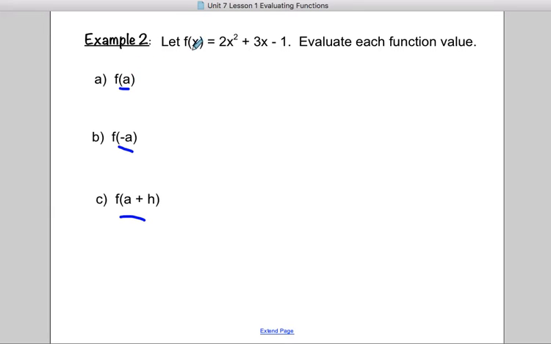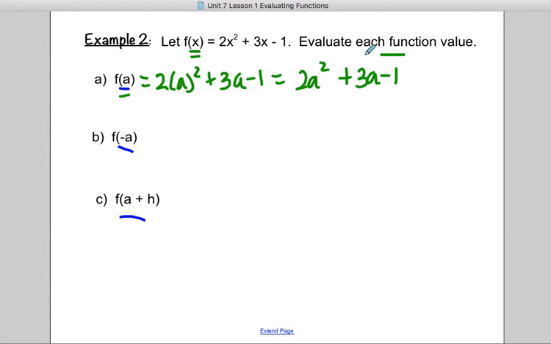So what it's saying is wherever there is an x, we are going to write an a. So this equals 2, and then I have a squared plus 3 times a minus 1. I would just simplify this. I don't need the parentheses. It'd be 2a squared plus 3a minus 1. And that would be your final answer.